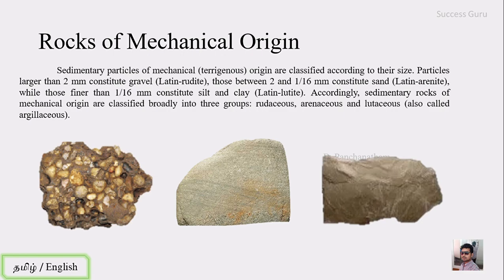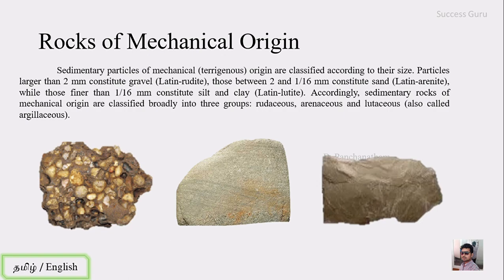Accordingly, the sedimentary rocks of mechanical origin are broadly classified into three categories: rudaceous, arenaceous, and lutaceous, which is also called argillaceous. These three categories are based solely on grain size. If the grain size is more than 2 millimeter, it is called a rudaceous rock. If it is in the range of 2 millimeter to 1/16 millimeter, it is called an arenaceous rock. If it is less than 1/16 millimeter, then it is called an argillaceous rock.